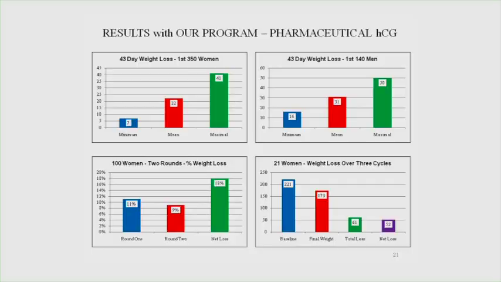We use the Simeons HCG methodology to help our patients lose weight, and this has worked out quite well. Of our first 350 female patients, at 43 days on average, they lost 22 pounds. Men lose 30 pounds. 100 women have undergone 2 rounds of therapy, losing 13% of their baseline weight. 21 women have undergone 3 cycles of therapy, losing on average 52 pounds, which is as good as you get with bariatric surgery, and this is simply a medical therapy. And if we help you lose weight, we're going to lower inflammation, get rid of Th1, get rid of Th17, more Treg.